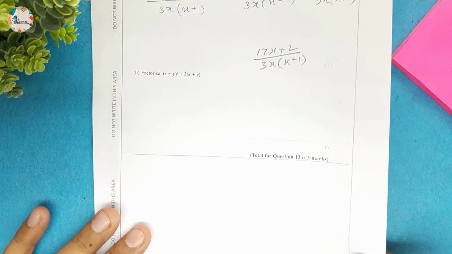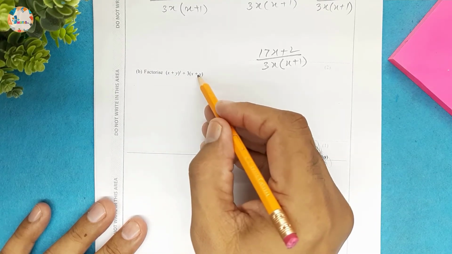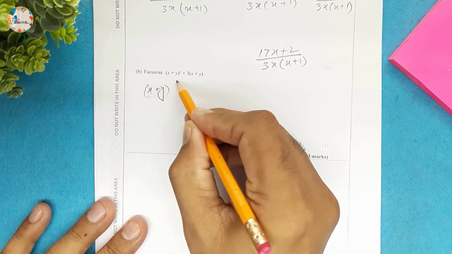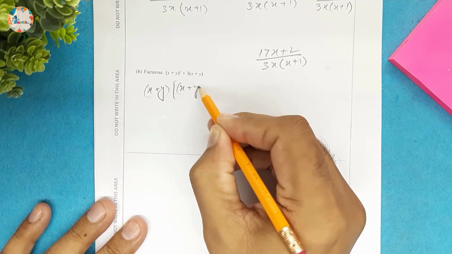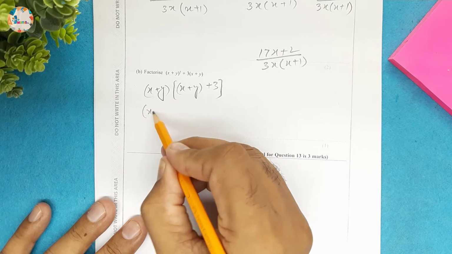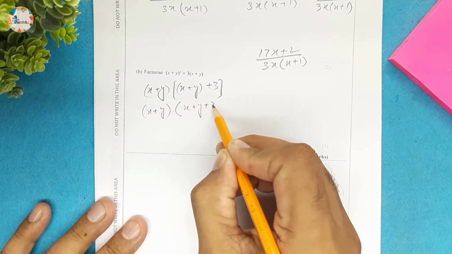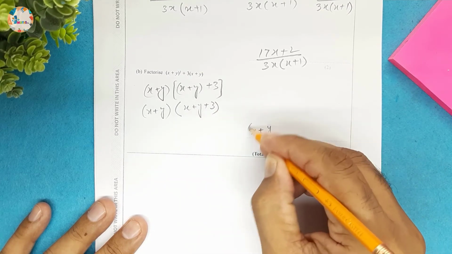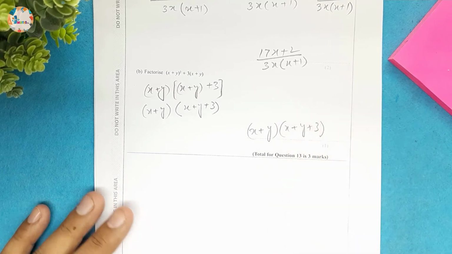Then the B part, it is saying factorize this one. So to factorize this, we can take x plus y common outside and inside will be x plus y and plus 3, and this one we can write it as x plus y into x plus y plus 3. This will be our final answer for this part.